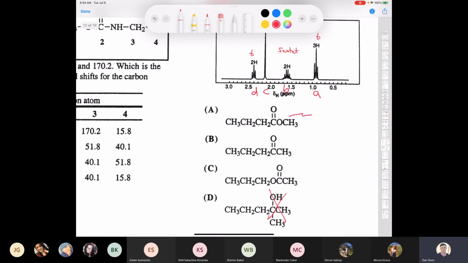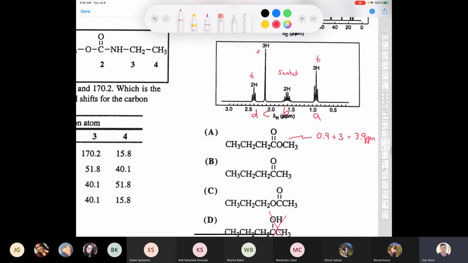If we look at A, what's the chemical shift of this methyl group going to be? We have a methyl which has a baseline of 0.9 parts per million. But then we have to add what to it? We add 3 to it because it's attached to the oxygen of an ester, and that would give you 3.9 parts per million, right? For your signal, that would be C. But you see that it comes out at around 2.1 parts per million. And so this cannot be A.